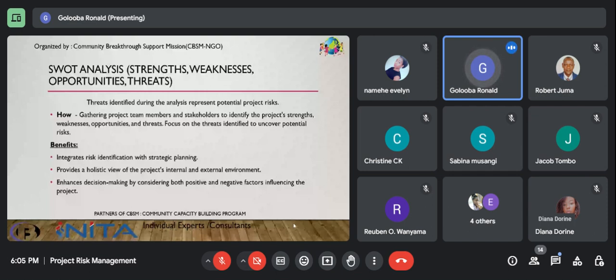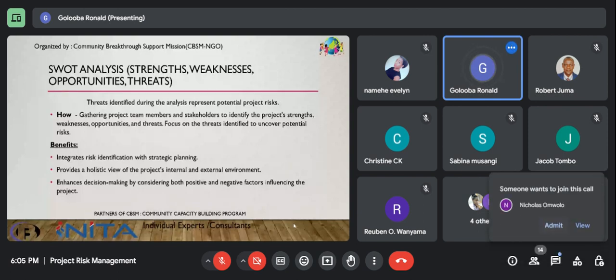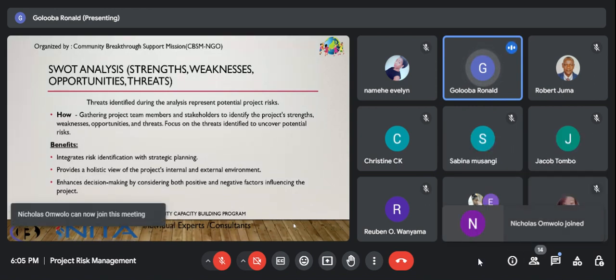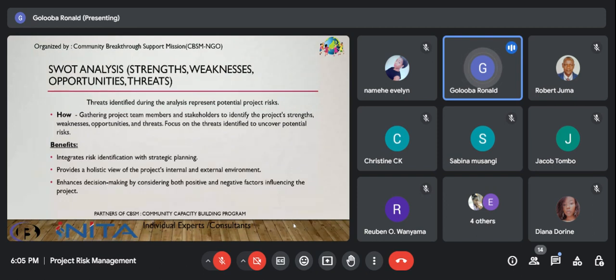So how this happens is you gather project team members and stakeholders to identify the project's strengths, weaknesses, opportunities and threats. And you focus on the threats identified to uncover potential risks. It also has some benefits: it integrates risks identified with the strategic planning process. It provides a holistic view of the project's internal and external environment. Then it enhances decision making by considering both positive and negative factors influencing the project. So that is it about a SWOT analysis for identifying risks.